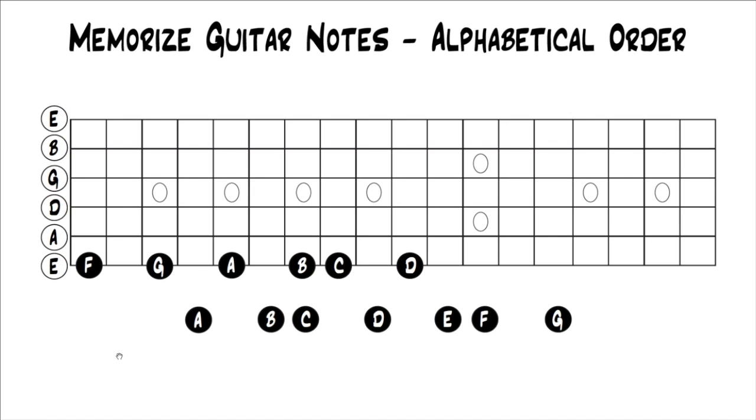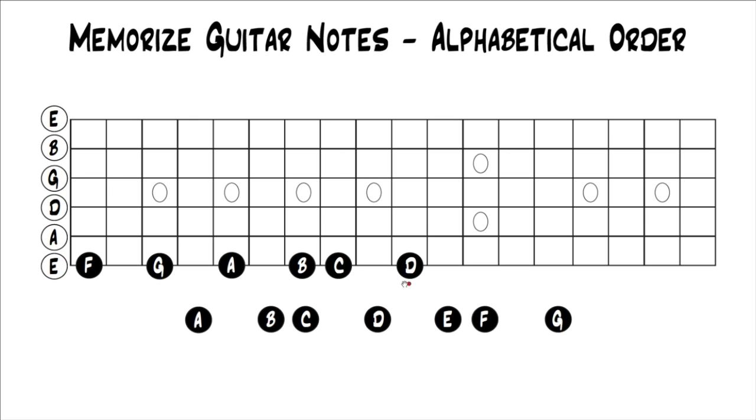So now you can just start memorizing the 6th string. You can play the open E string, say E when you play it. So hit the string and say E, then go up to the 1st fret, play that note, say F, then go up a whole step, play that note, say G, a whole step, play that note, say A, whole step, play that note, say B, half step, play the note, say C, whole step, play the note, say D.